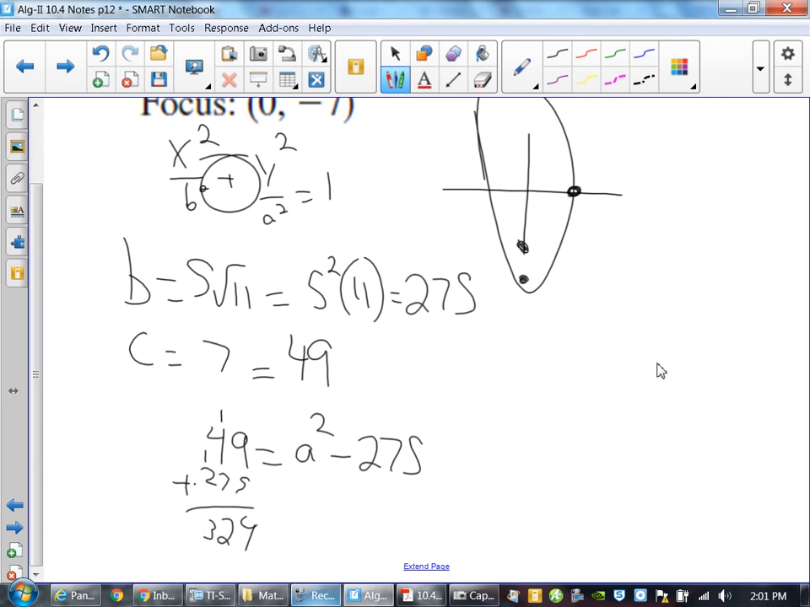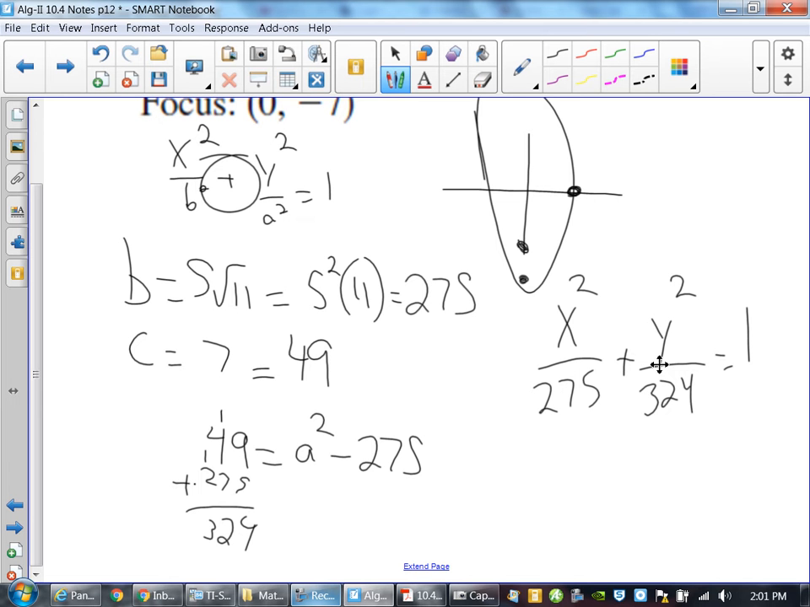So now you know what your b squared is, you know what your a squared is. Answer is x squared over 275 plus y squared over 324. Write it out, okay? People do that a lot. I was bad on this case. I should have written it out. Make sure you write it out.